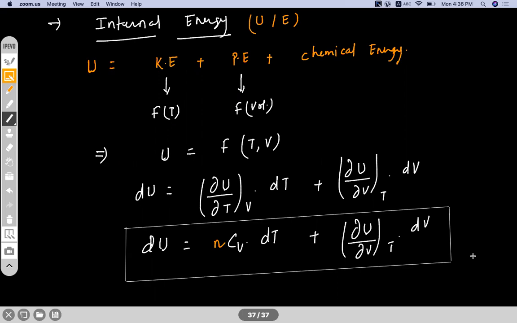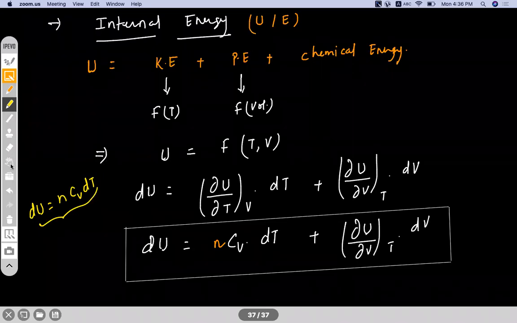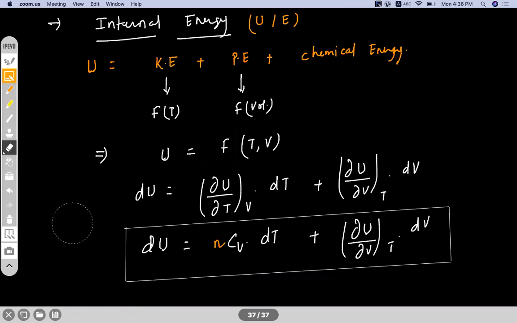Now listen to me. The actual formula for dU is this: the change in internal energy. How do we get this formula? From this relation, we understood that internal energy is a function of temperature and volume. One more question: where is this formula dU equals n Cv dT applicable? Always applicable, correct. Constant volume is not a criterion here. So you must know when we are using n Cv dT.